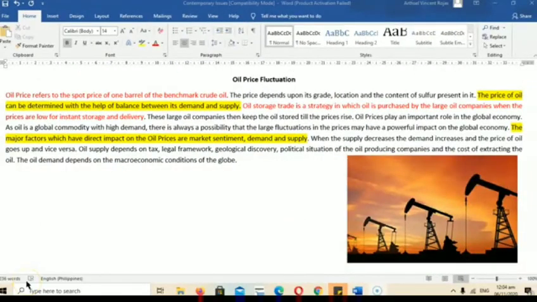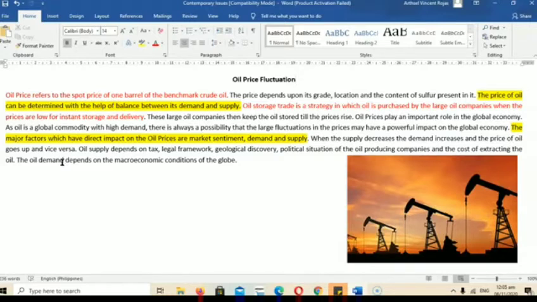So our next topic will be about the oil price fluctuation. When we say fluctuation, it depends if it would increase or it would decrease. So let me read first the article. Oil price refers to the spot price of 1 barrel of the benchmark crude oil. The price depends upon its grade, location, and the content of sulfur present in it. The price of oil can be determined with the help of balance between its demand and supply.